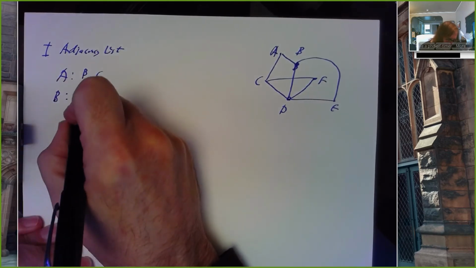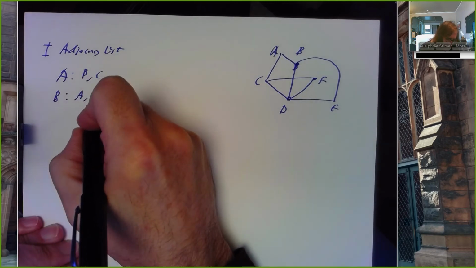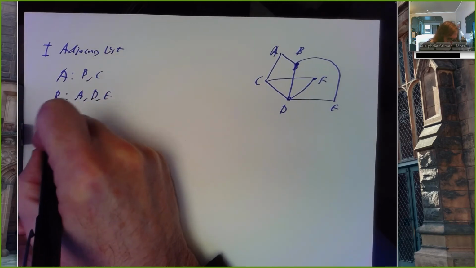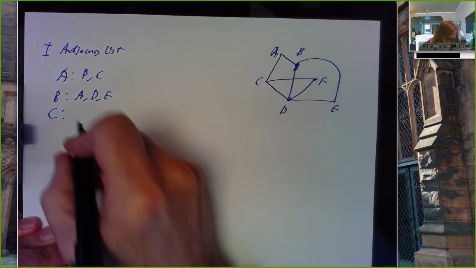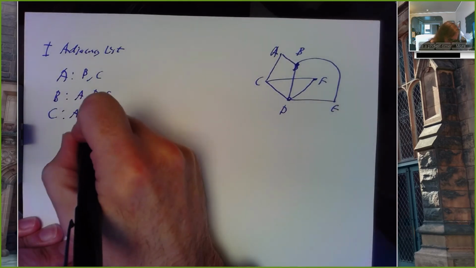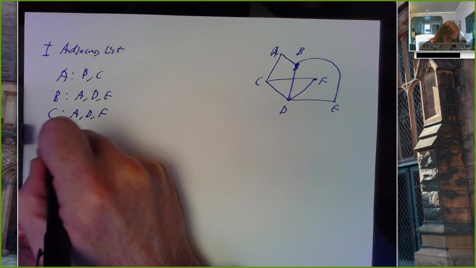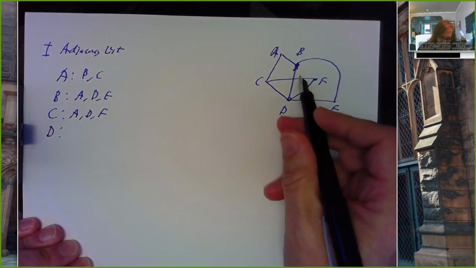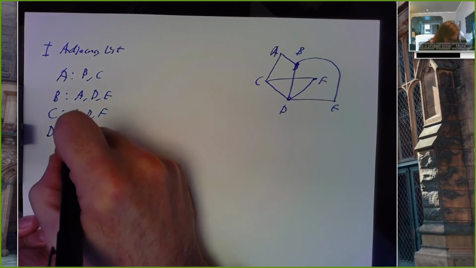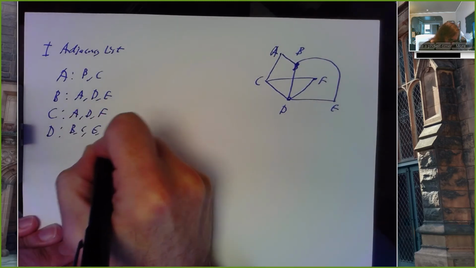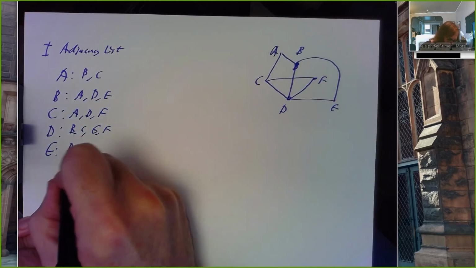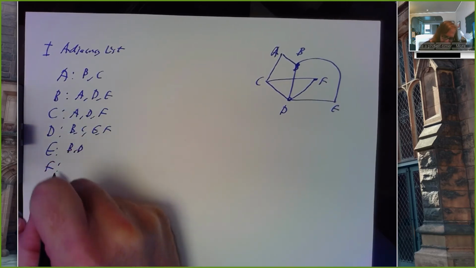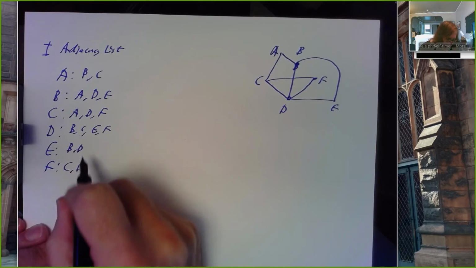Vertex B is adjacent to A and D and E. Vertex C is adjacent to A, D, and F. You can let me know if I make a mistake. D is adjacent to B, C, E, and F. E is adjacent to B and D. And F is adjacent to C and D.